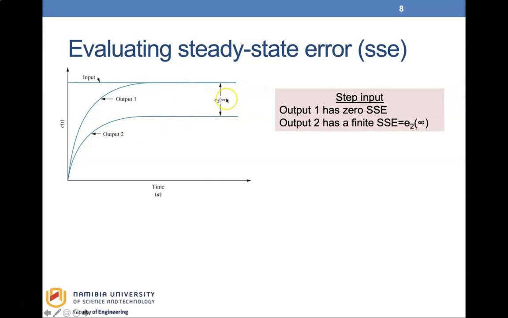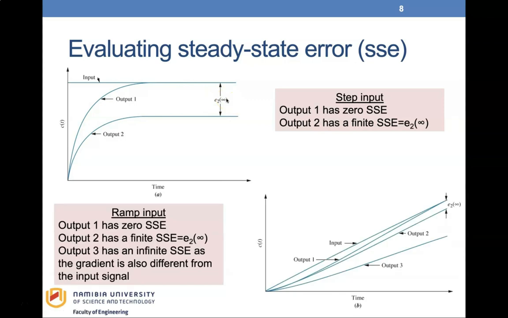A similar comparison is done in figure B using the ramp signal, in which output 1 has 0 error and output 2 has a constant finite steady state error. On the other hand, output 3 has a slope that is different from that of the input. Hence, the steady state error will keep widening non-stop. Hence, the steady state error is infinite. Keep this in mind as we proceed with the evaluation of the steady state error. So you can either have a 0 steady state error, a finite steady state error, or an infinite steady state error.